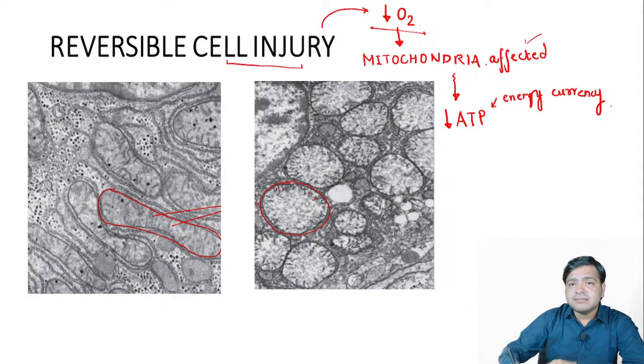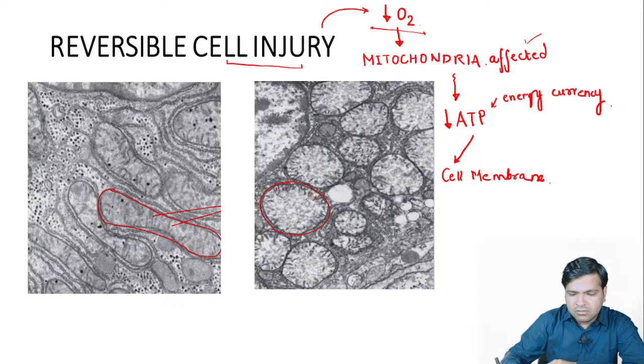And a decrease in ATP will have various effects. It will affect the cell membrane. Apart from that, it will affect the endoplasmic reticulum.